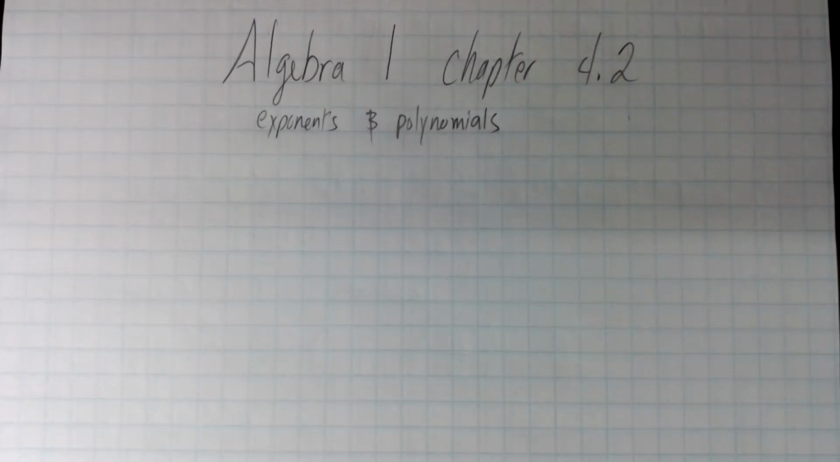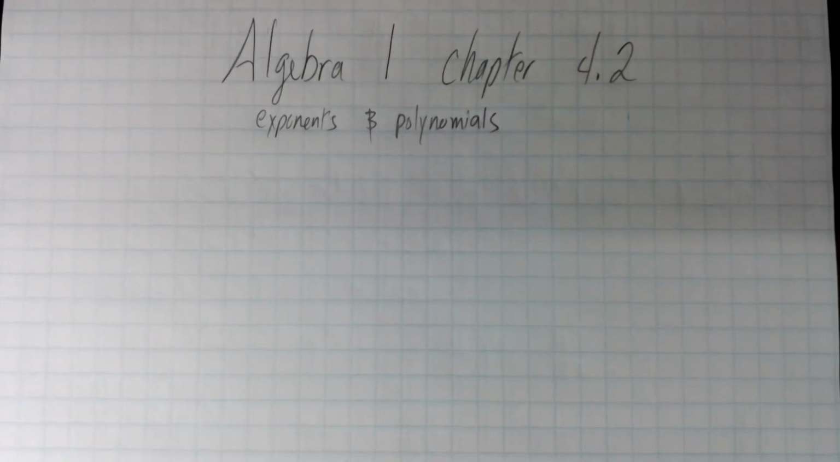All right, class, welcome to chapter 4.2. We're going to be talking about exponents and polynomials. If you have a math book, you're going to notice there's a lot of definitions, a lot of talk about polynomials, binomials, trinomials, terms, coefficients, all these words.